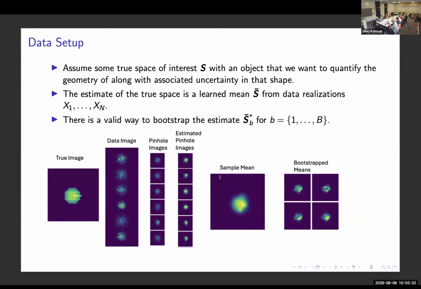So this method is generalizable to other types of data, but essentially all you need is an underlying space. Ours is the implosion shot. You have some object in that space like the source, and you want to understand some geometric information of it. In our case, that would be symmetry. Then you end up with your data images, and they have this reconstruction process. If I have 6 pinholes, I would have 6 image estimates of the source. Then I can average them to get a sample mean image. There's also another way to do it, but I'm just going to use this because it's the simplest. And then you need a way to bootstrap.